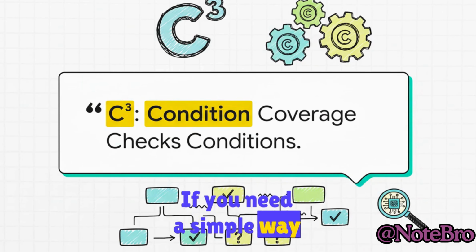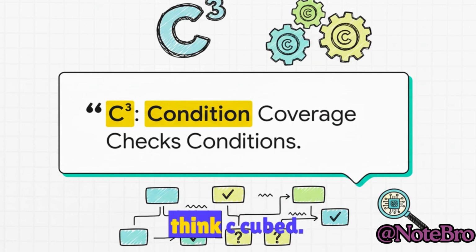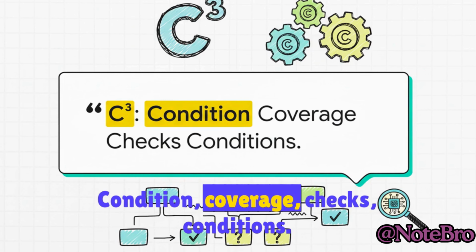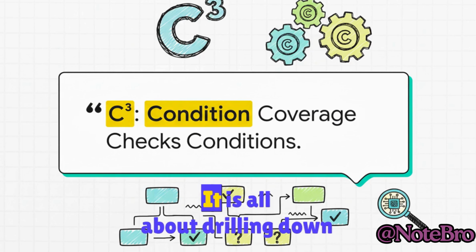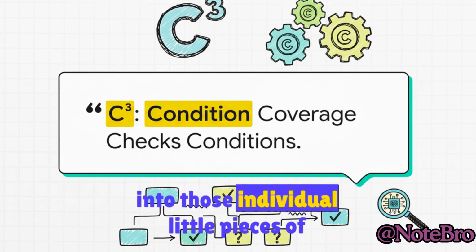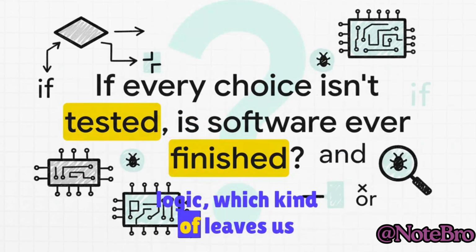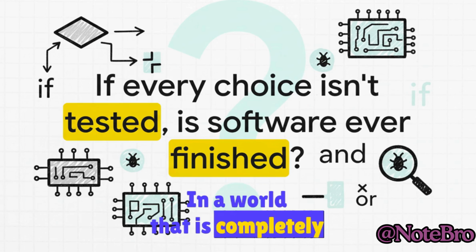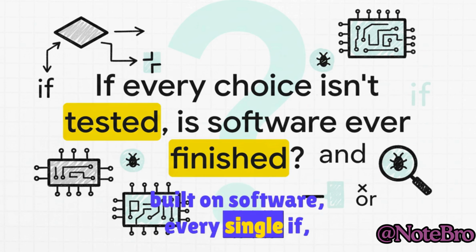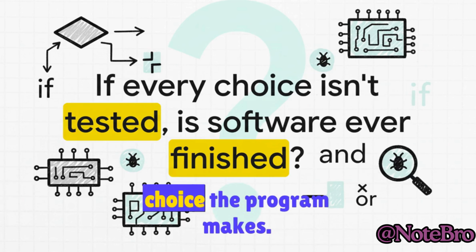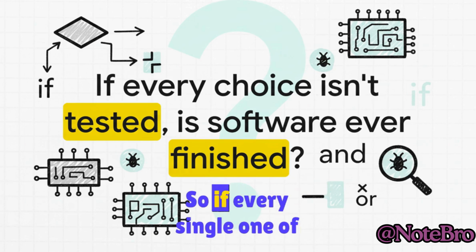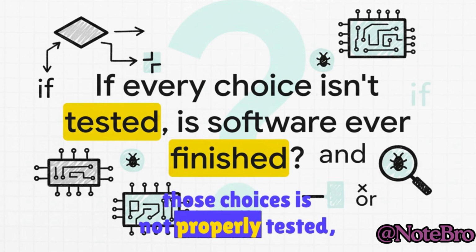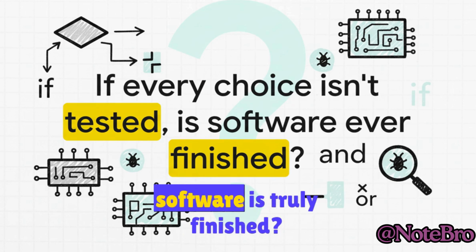If you need a simple way to remember the main idea, just think C-cubed. Condition coverage checks conditions. It's all about drilling down into those individual little pieces of logic. Which kind of leaves us with a final thought, doesn't it? In a world that is completely built on software, every single if, and, or is a tiny choice the program makes. So if every single one of those choices isn't properly tested, can we ever really say the software is truly finished?